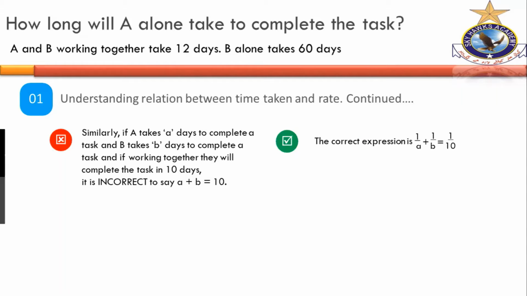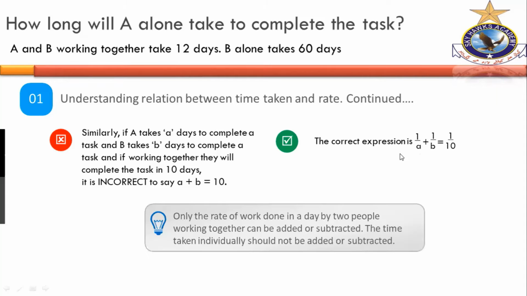So let's see, the right one is, the correct expression is 1/A plus 1/B is equal to 1/10. So these are the ratios because we don't know the exact number. So we are just using the ratios, that this is the part of the time that is being done by the two individuals.